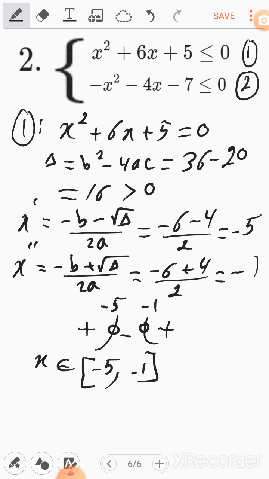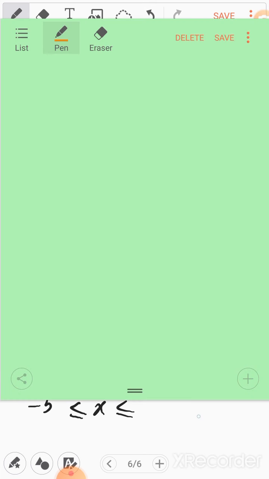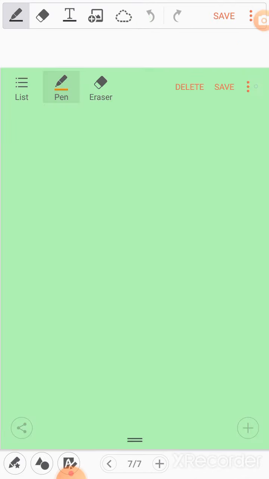Okay, or we can write it like this, x between minus 5 and minus 1. This is S1. Let us solve the second inequality, which is S2.